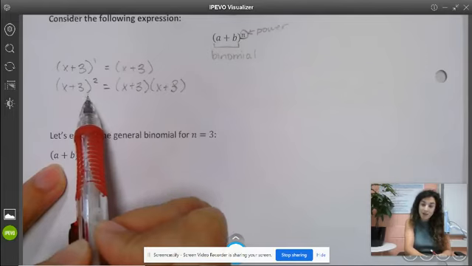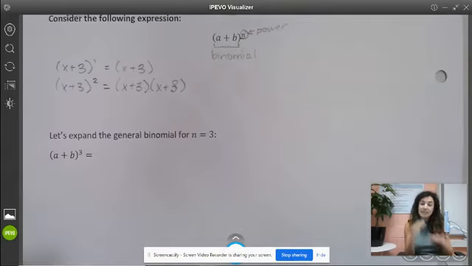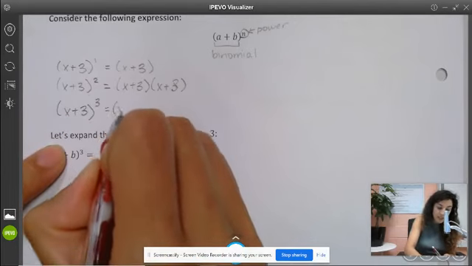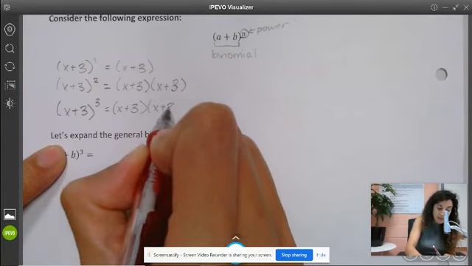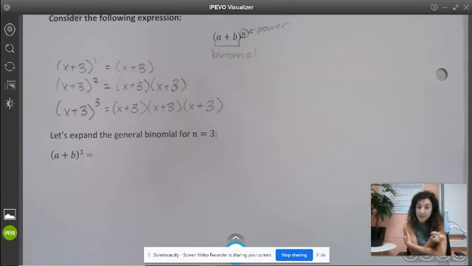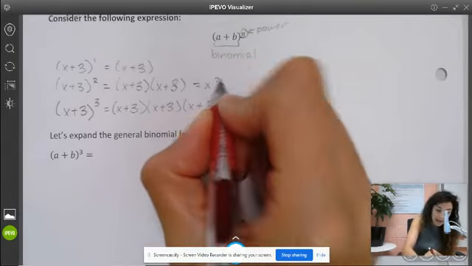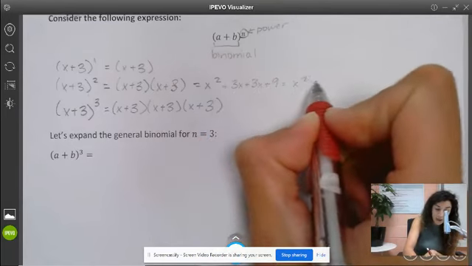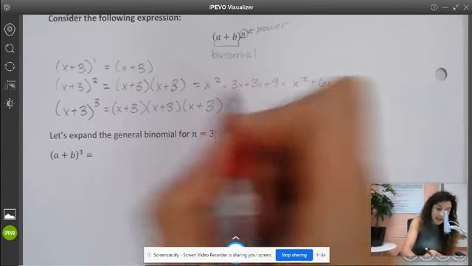When you're raising a binomial to an exponent, it means that it is that entire binomial multiplied by itself that many times. So x plus 3 to the third power is going to be x plus 3 times x plus 3 times x plus 3. That is how you have to handle an exponent or a power with a binomial, which means you need to FOIL it. So that would become x squared plus 3x plus 3x plus 9, which is x squared plus 6x plus 9.